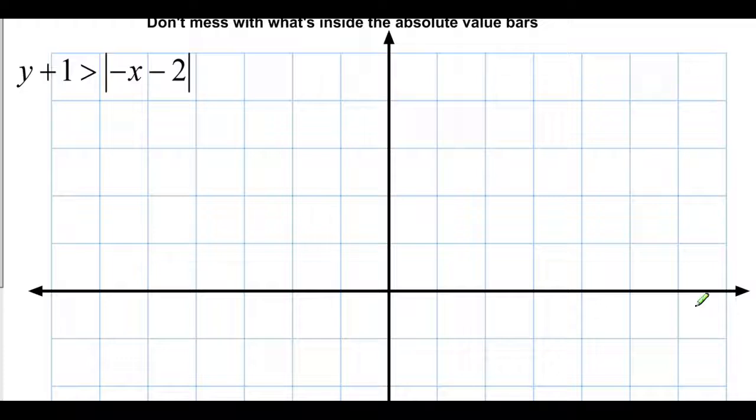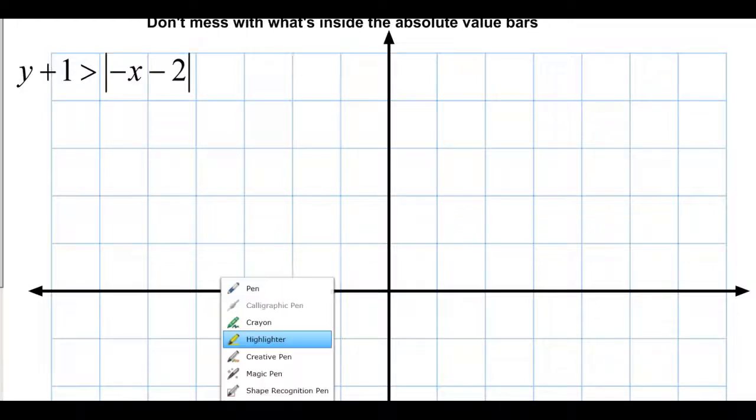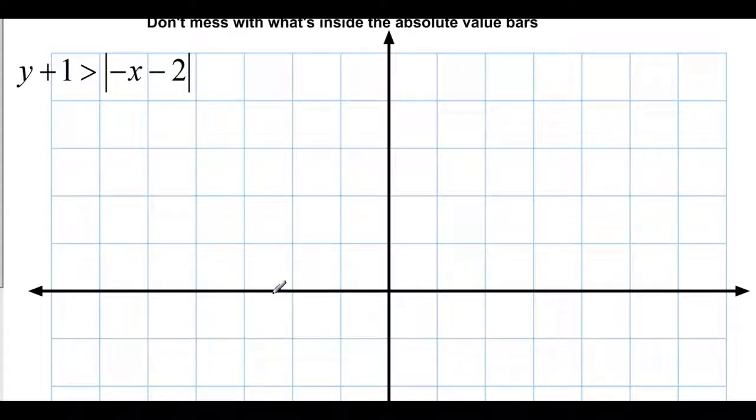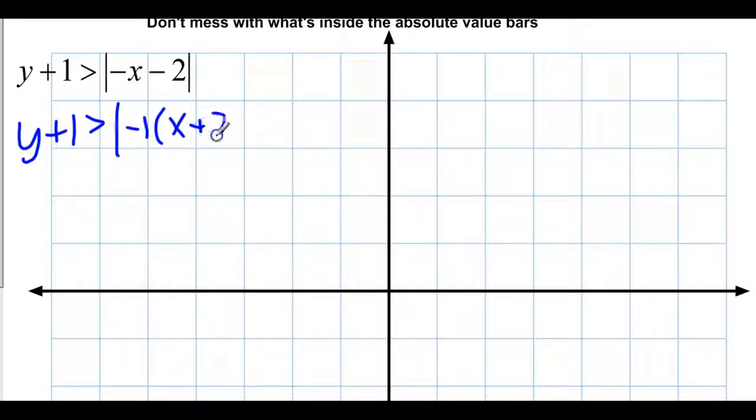Let's look at a couple more. So again, these are kind of tough with this leading coefficient here. So I'm going to pull out this negative because I want that to be 1. So y plus 1 greater than absolute value of, I'm going to say negative 1 times x plus 2. So I factored out a negative 1 from both of those. And it's probably a good idea to go ahead and subtract 1 from both sides here, so we get that 1 on the other side.